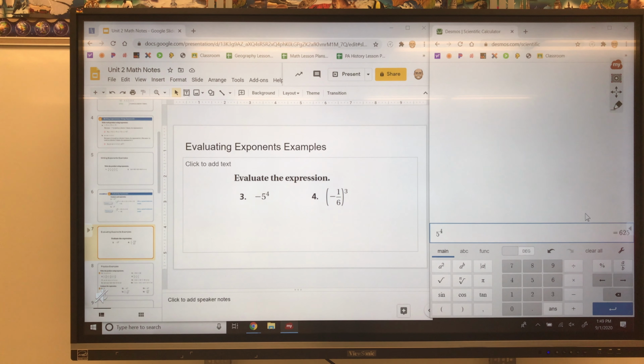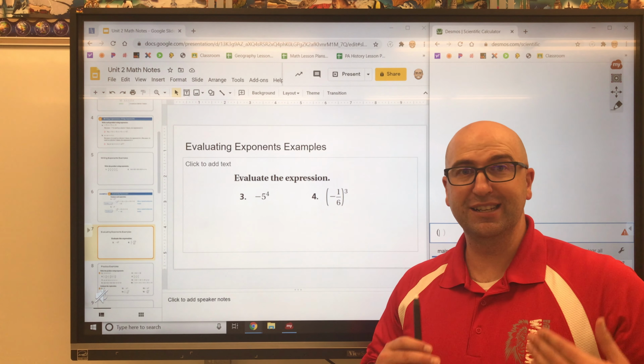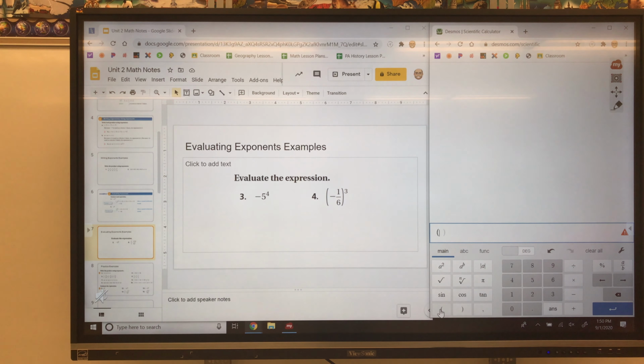And then you can do the same thing with question 4. Now with question 4, I'm going to use my parentheses for my base. My base is negative 1/6. I know that because the negative is inside of the parentheses. So negative 1/6 is my base. I'm going to use the parentheses. Negative, my fraction, 1/6. Close parentheses. Click outside of it.